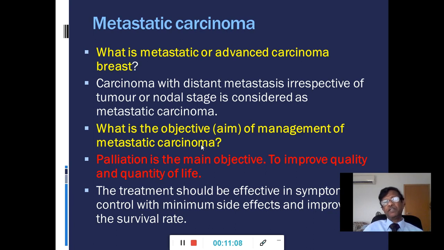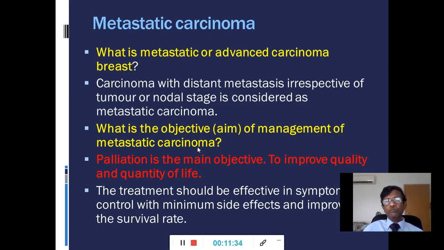Yes, metastatic or advanced carcinoma means whenever you find a distant metastasis, irrespective of the tumor or nodal status, we call it an advanced carcinoma or a metastatic carcinoma. What is the objective of management of a metastatic carcinoma? Palliation. Yes, our aim of management, palliation, is the main thing.